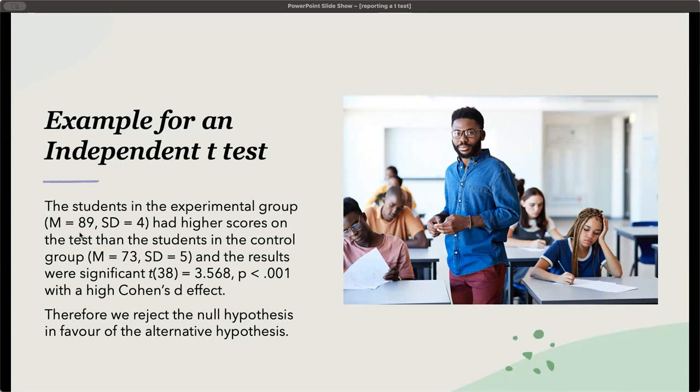So here, because we have two groups, we're going to say the experimental group with their mean and standard deviation, and also the control group. We have to give the means and standard deviations of each group before we give the T statistic.